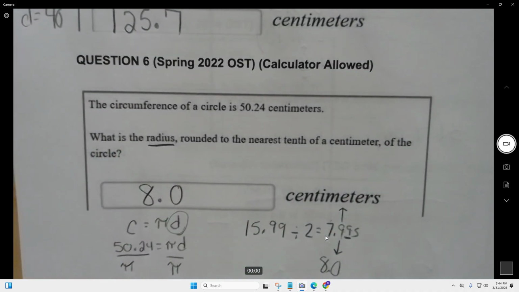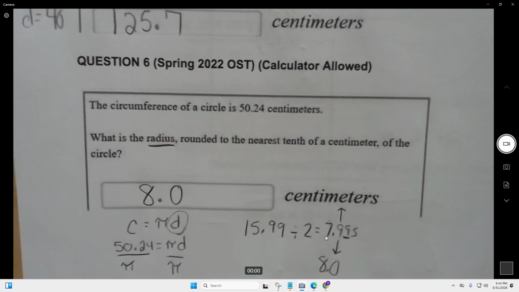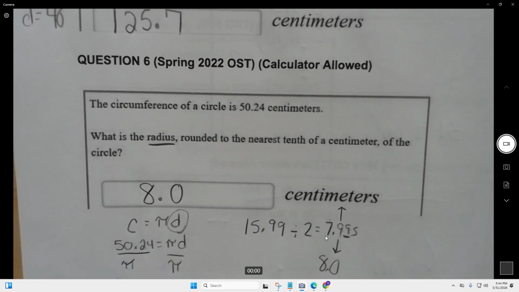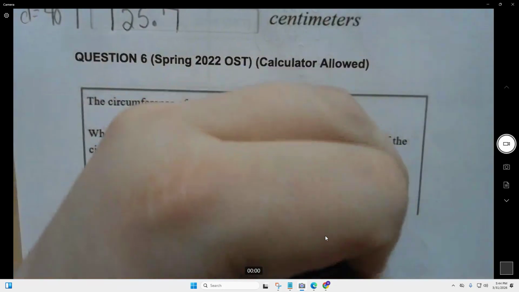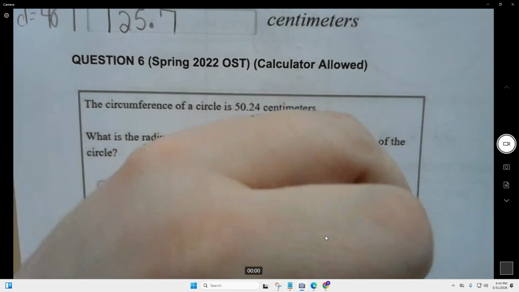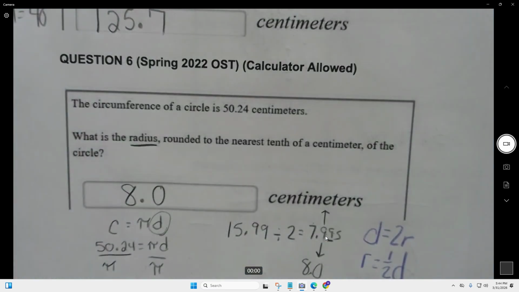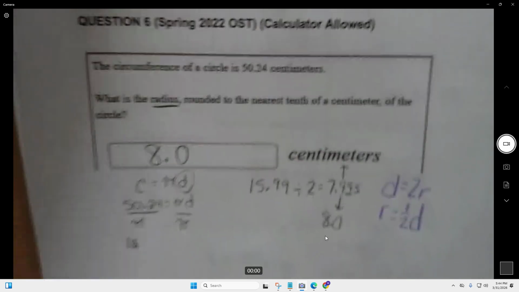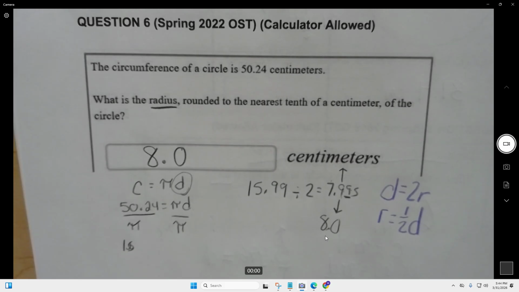That's the big thing, though. If they give you a circumference and they ask you to find the radius, after you solve the equation, you have to divide by 2, because if D equals 2R, then R equals 1/2 D. Okay, you have to make sure that you do that, otherwise you will not come to the right answer.